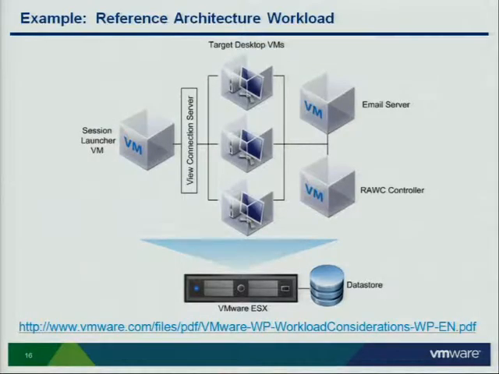Let's see here. Here's the overall layout. We have a session launcher. We have the ESX server as the backend and the data store, a RAWC controller, and the email server, which I mentioned earlier, which you can throw out. You don't need it. You can use your own Exchange server. And the View connection server. So we have a witness layer and a launcher layer that launches the VMs, launches the desktops with the workload.